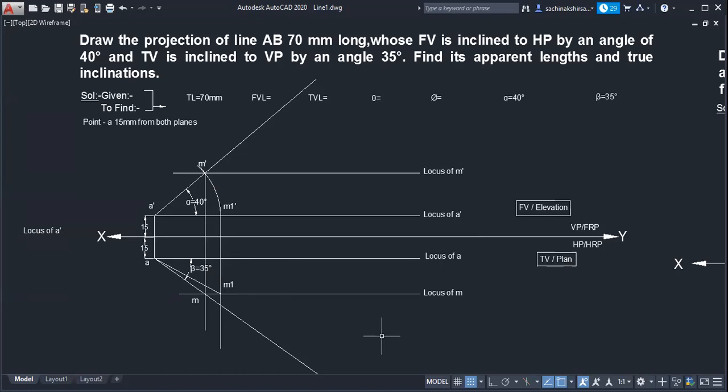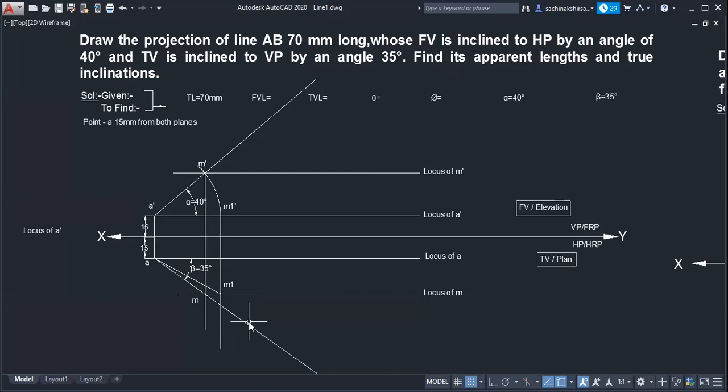this is the true length of what? Of line AM. But this is not our aim. We know the true length now, and whatever angle is made by this AM1, that will be phi.